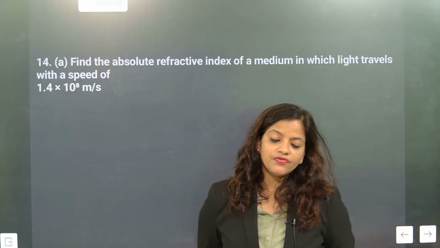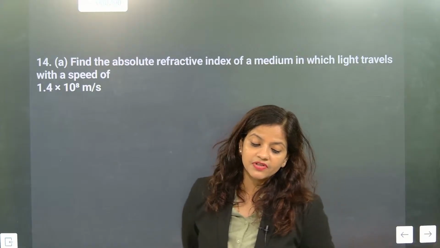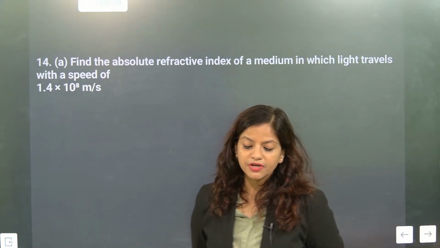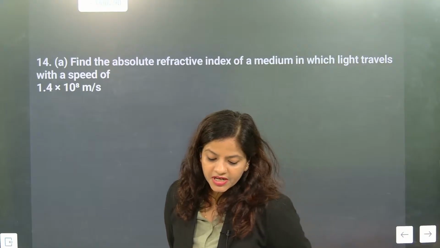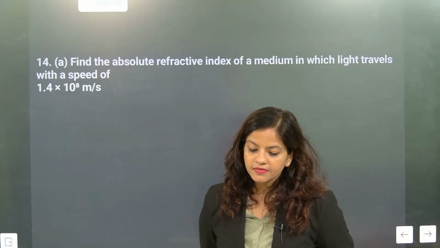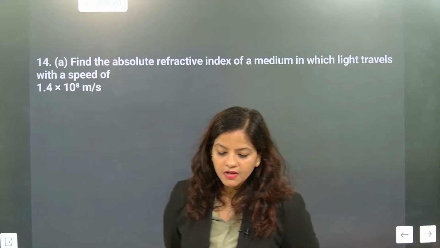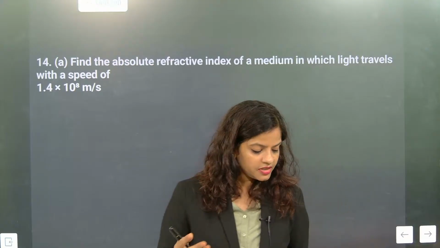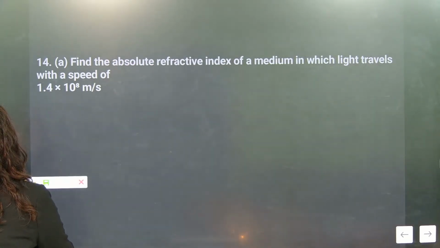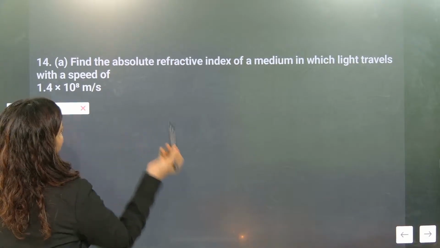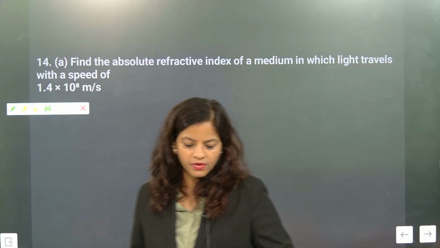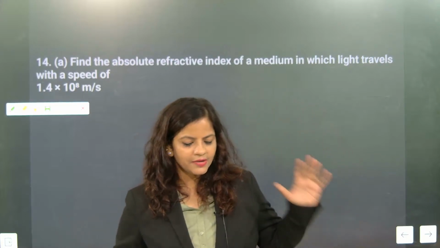Find the absolute refractive index of the medium in which light travels with this speed. Definitely, what is the speed of light? The speed of light is 3 into 10 to the power 8 meter per second. But in the medium, how much is it traveling with? 1.4 into 10 to the power 8. Understood or not? Just check this one out. Using Snell's law, the refractive index is coming as 2.14 approximately. Let me solve this question, beta.